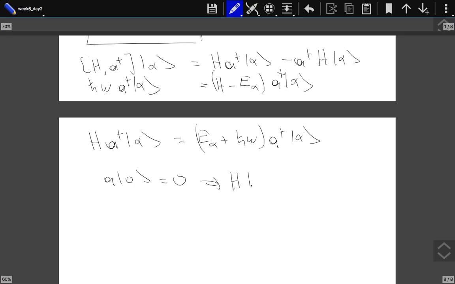So my Hamiltonian acting on my ground state: the Hamiltonian is A dagger A plus H bar omega over 2, acting on the ground state. But if I act with A on the ground state, it is just 0. That is how I defined it. So the Hamiltonian acting on the ground state gives H bar omega over 2. Okay, the ground state doesn't have zero energy. Its energy is just H bar omega over 2. That is the minimum possible energy I can have.